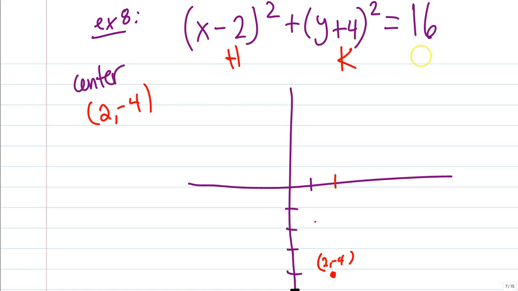And then from there, we have a radius of, hopefully you know, it's not 16. If you plot 16, you're going all crazy, right? R is not 16. R squared is 16. What number squared gives us 16?